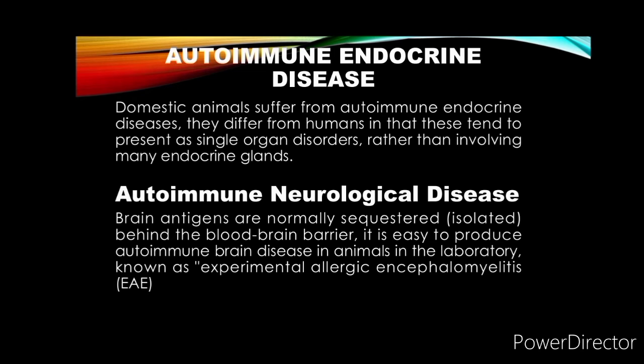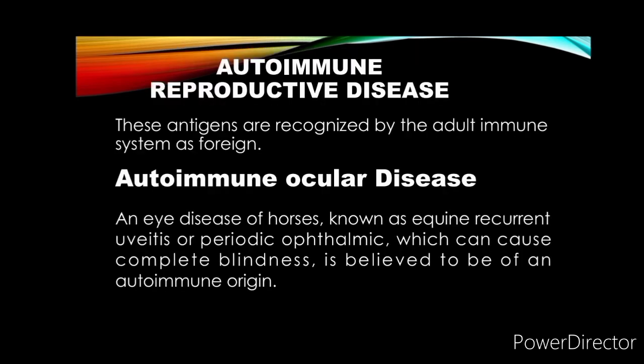Autoimmune endocrine disease. Domestic animals suffer from autoimmune endocrine disease. They differ from humans in that they tend to present a single organ disorder rather than involving many endocrine glands. Dogs, humans, and chickens suffer from a naturally occurring immune thyroiditis. In dogs, it is associated with the presence of autoantibodies against thyroglobulin and thyroid colloid antigens.